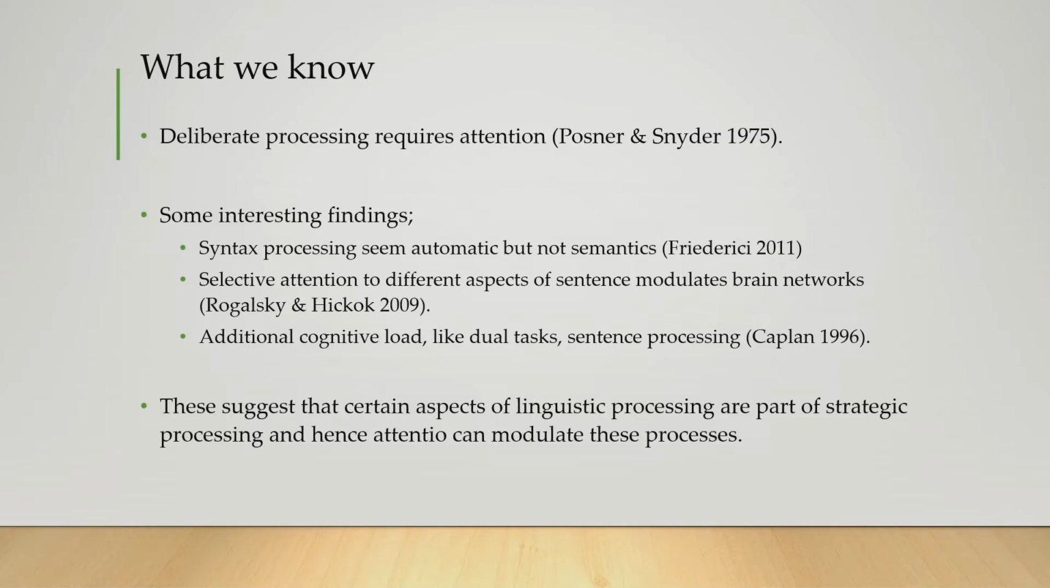This is yet another very important finding, in 2009. Additional cognitive load in terms of dual tasks also affects sentence processing. So, dual task as in, while processing sentences, if there is yet another task given to the participant, like remembering something, so basically increasing the cognitive load of the participant, it has been seen that sentence processing gets affected, which means that sentence processing is not automatic.